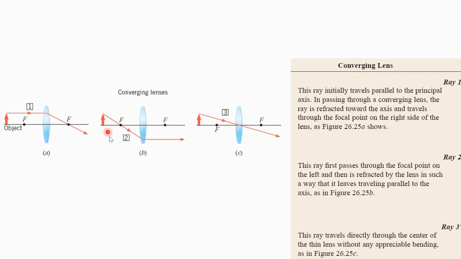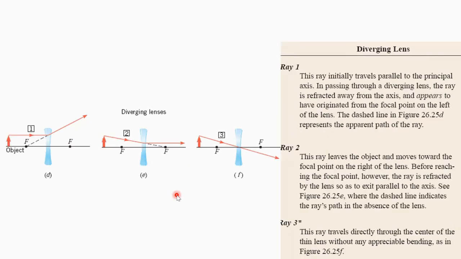So remember, you need to sketch at least two of these and have them intersect, and where their refracted rays intersect is where your image will be. If you want to sketch all three, be my guest. You may not need to, you may need to.